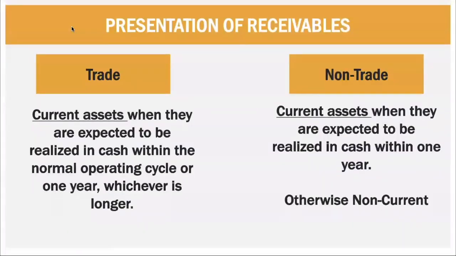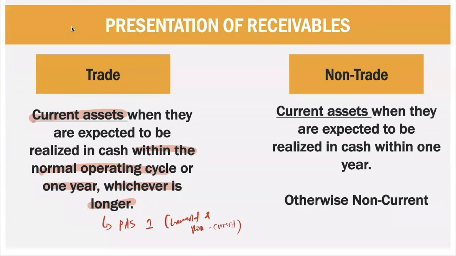Presentation of receivables. So how do we present your receivables? If it's trade, take note, it is current asset when they are expected to be realized within the normal operating cycle or 1 year, whichever is longer. Do you still remember this one? This is defined under past one regarding your current and non-current. And we have already discussed that, right?